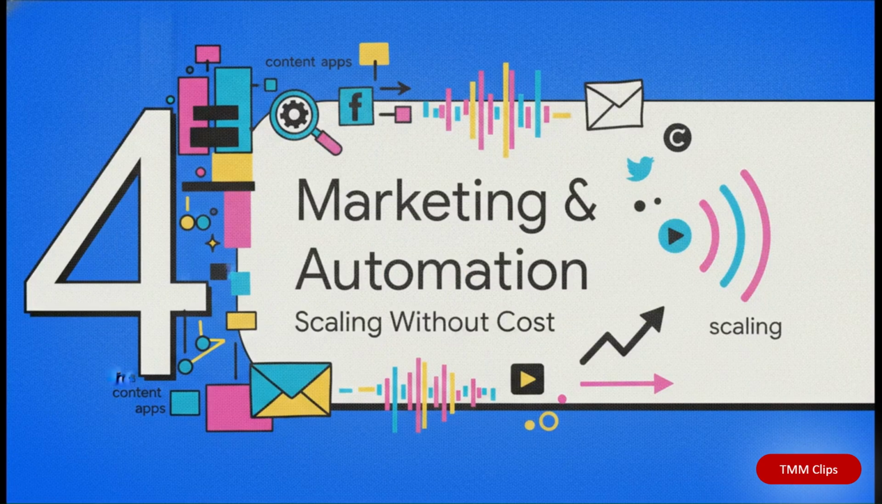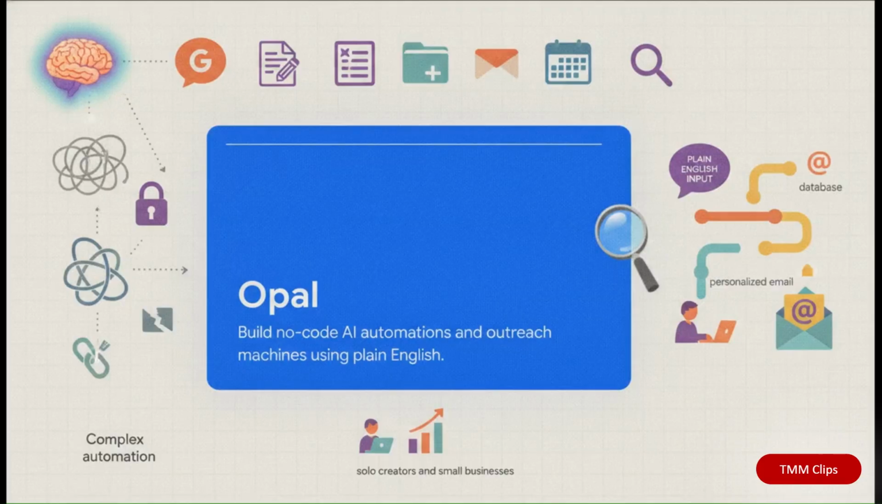All right, on to part 4, AI marketing and automation. So scaling any project requires automation. That's a given. But automation software is notoriously expensive and super complicated to set up. Enter Opal. Opal completely replaces those complex automation platforms by letting you build powerful workflow automations and even cold email outreach machines just by typing out your instructions in plain English.